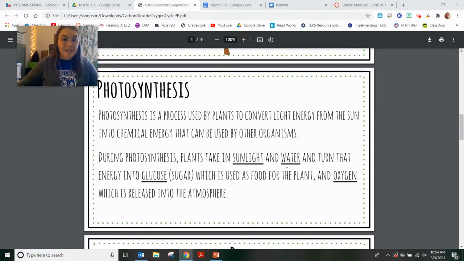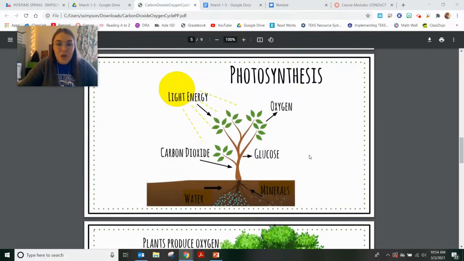So in this carbon dioxide cycle, we breathe out carbon dioxide, and the plant takes in the sunlight, it takes in the water, and it produces energy, and it produces oxygen for us to use that is released into the atmosphere. So this is a little picture of how photosynthesis works. Here's our plant in the middle. It's taking in the water, it's taking in the carbon dioxide, it's taking in the light energy, it's taking in the minerals, and it is pushing out glucose and oxygen. So oxygen goes into the atmosphere, and glucose is used for energy within the plant. So that's the plant's food.